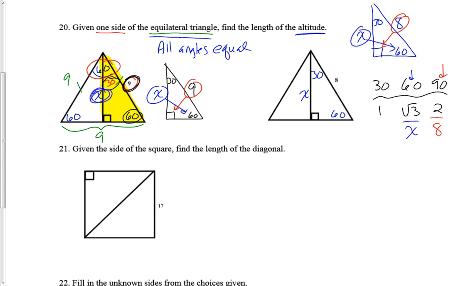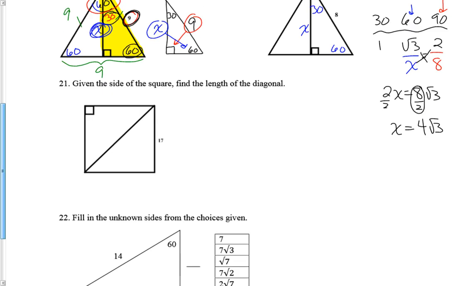I'm going to set these two equal and cross multiply. I get 2x is equal to 8 times the square root of 3. I divide both sides by 2, and I can divide the 8 by 2, and that gives me 4, and the square root of 3 is still there. So my altitude is 4 times the square root of 3.